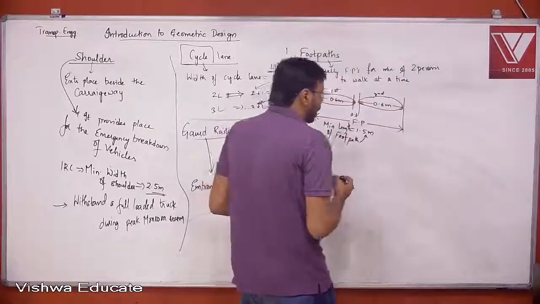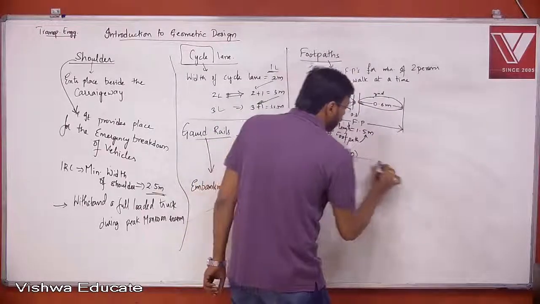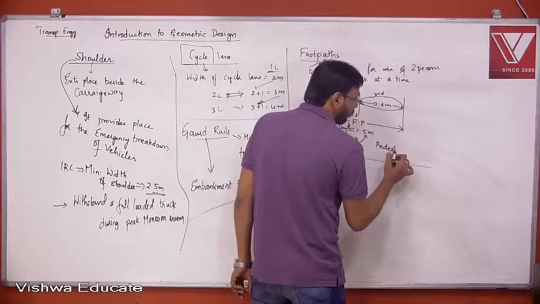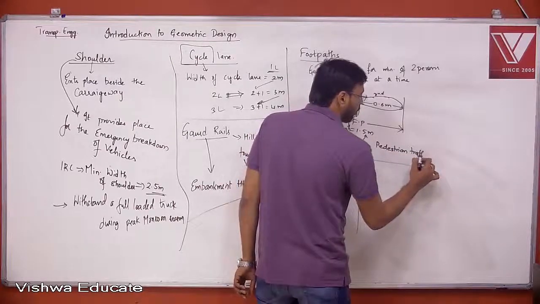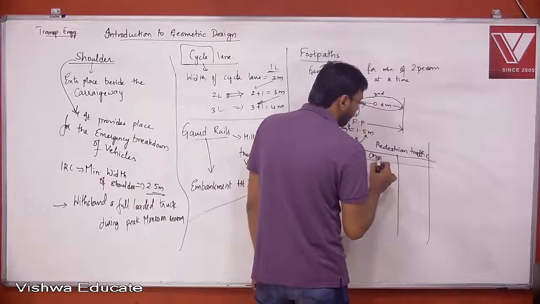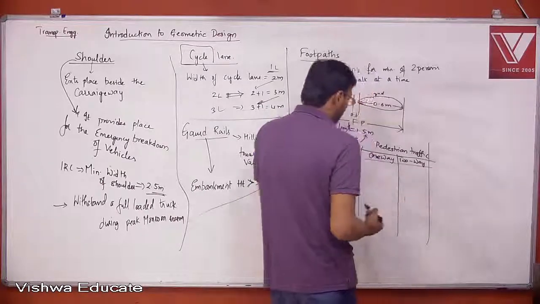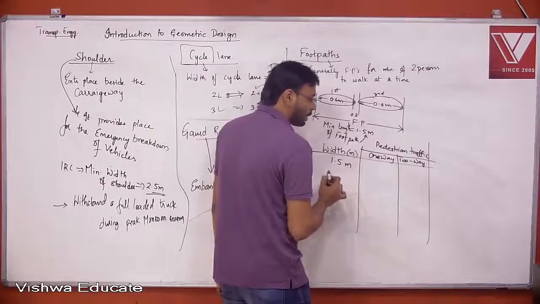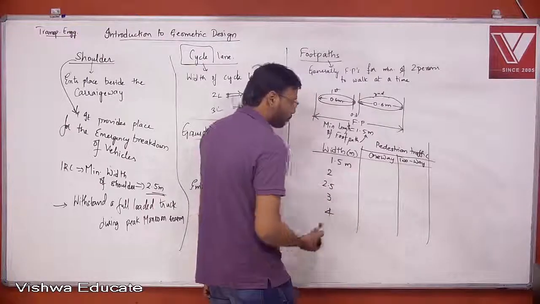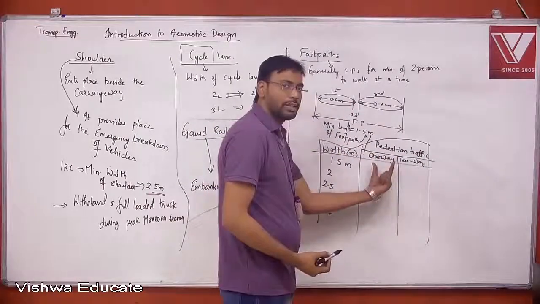So the IRC has given a table for fixing the width of the footpath. It has pedestrian traffic instead of vehicular traffic, because pedestrians are meant for footpaths. Now this pedestrian traffic can be one way or it can be two way, means from both the sides. So footpath width can be 1.5 meter, 2 meter, 2.5 meter, 3 meter or it can be 4 meter. Now you should provide the footpath width based on these numbers.